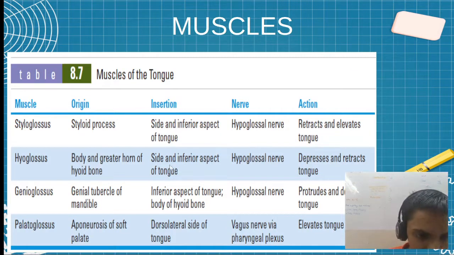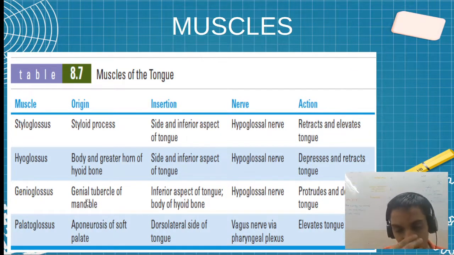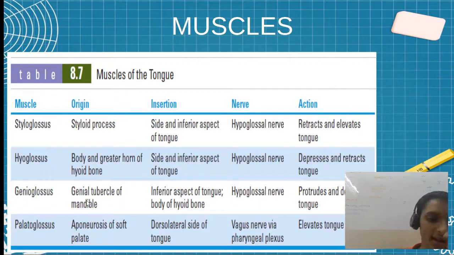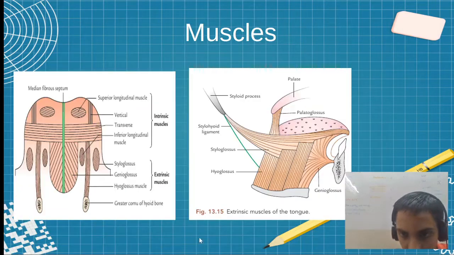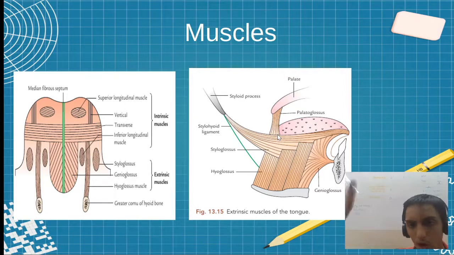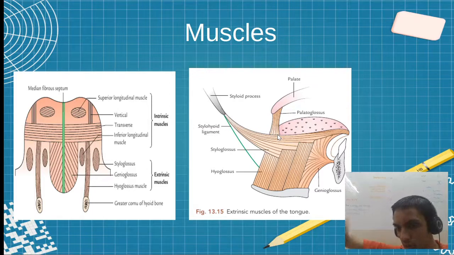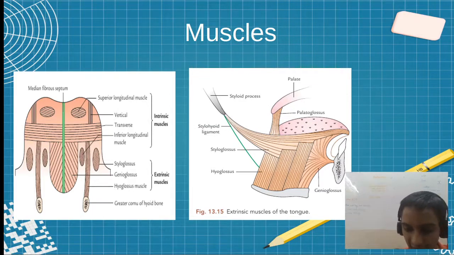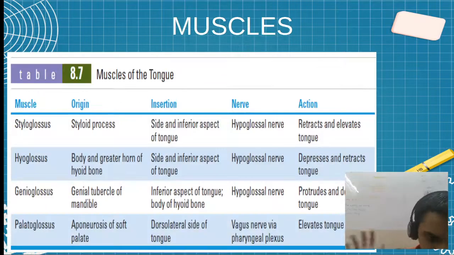Genioglossus. Genio is what? Genial tubercles. In my mandible video, I have shown you the genial tubercles. From there it is coming. Insertion into just the inferior aspect of tongue. That's all. And palatoglossus. Palato means palatine aponeurosis. So here this is the palate. The aponeurosis will be there. Insertion into the inferior aspect of tongue, or simply dorsolateral side of tongue. What do I mean by dorsolateral? Dorso means back. Lateral means lateral side. So back side but lateral.